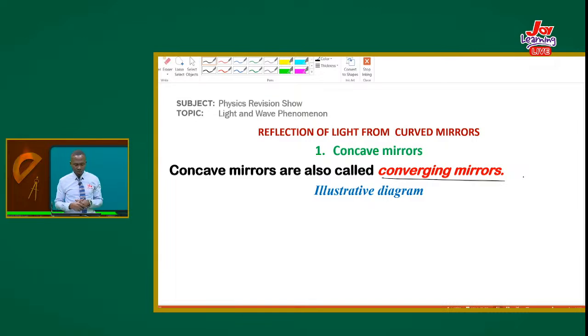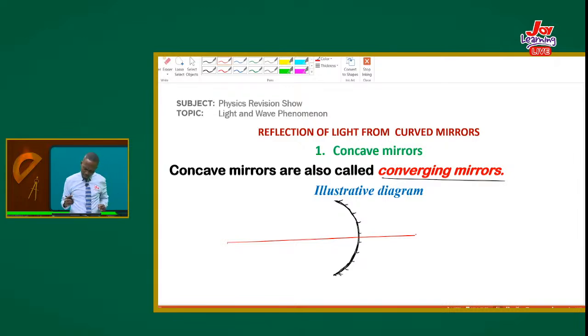Why is it so? Well, let me give a diagram for that. So this is a diagram of a concave mirror. And look at this carefully. This is the reflecting surface, which is the polished surface. And the back is where I've shaded. There's a line, I'm just reminding you of it, called the principal axis, which we know by now. So this is the principal axis. Whereas in the flat or plane mirror, we had a normal, here you have the principal axis.